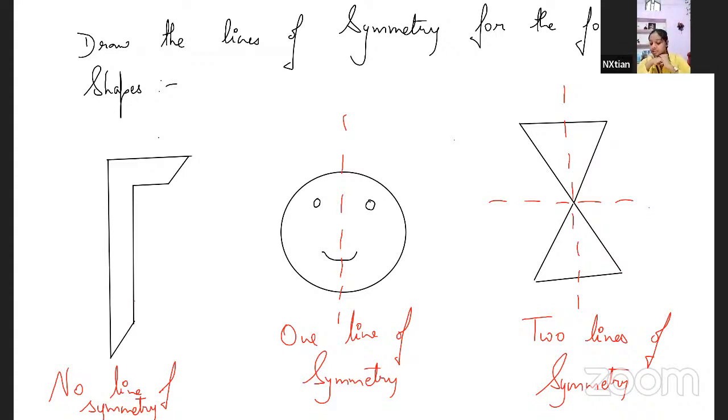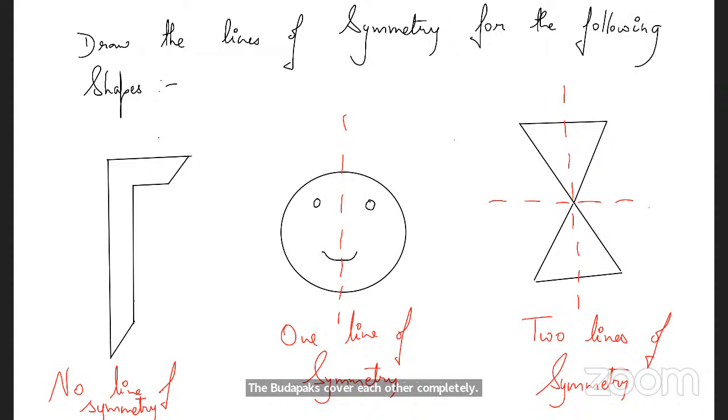Yeah. So this way, we might be given some shapes with which you have to identify how many ways it can be folded such that both the parts cover each other completely. That only will make your lines of symmetry. So you have to identify it like that and check how many lines of symmetry there are.